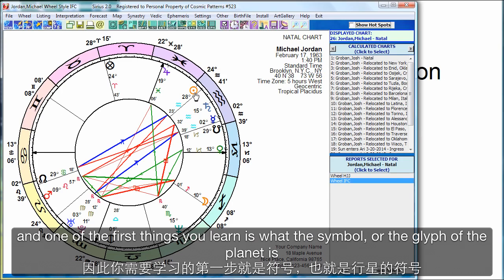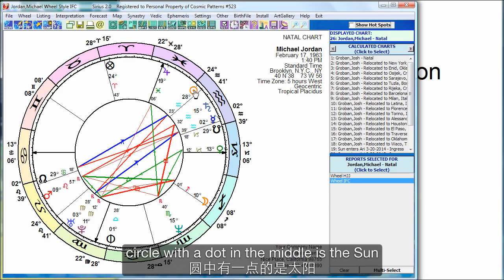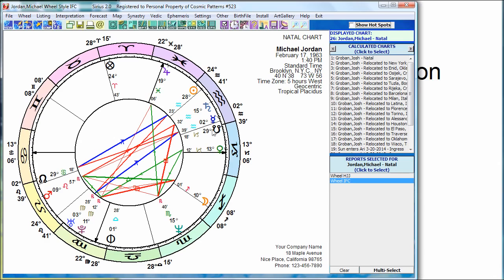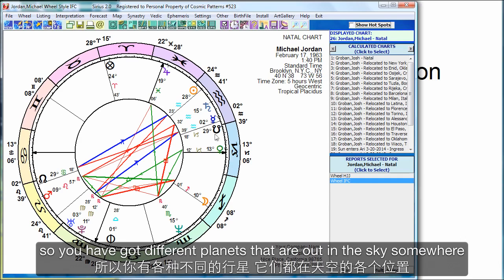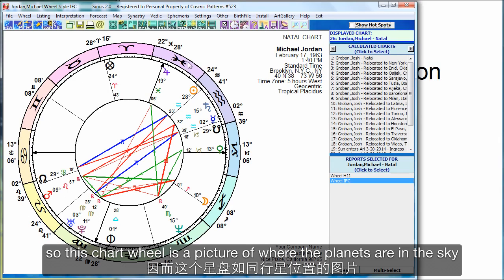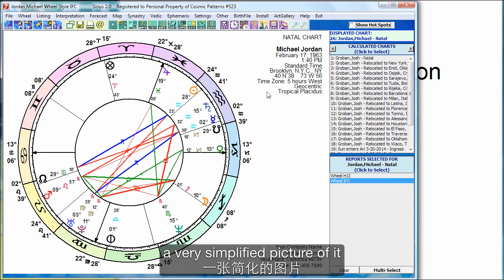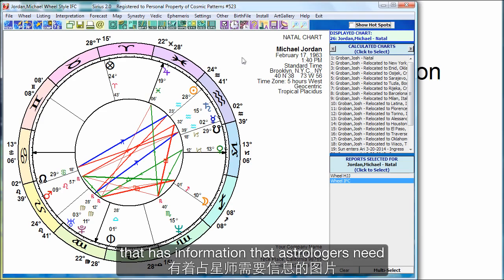And one of the first things you learn is what the symbol, or sometimes we call it the glyph, of the planet is. A circle with a dot in the middle is the sun. This is pretty obviously the moon and so on. So you've got the different planets that are out in the sky somewhere. So this chart wheel is a picture of where the planets are in the sky, a very simplified picture of it that has the information that astrologers need.